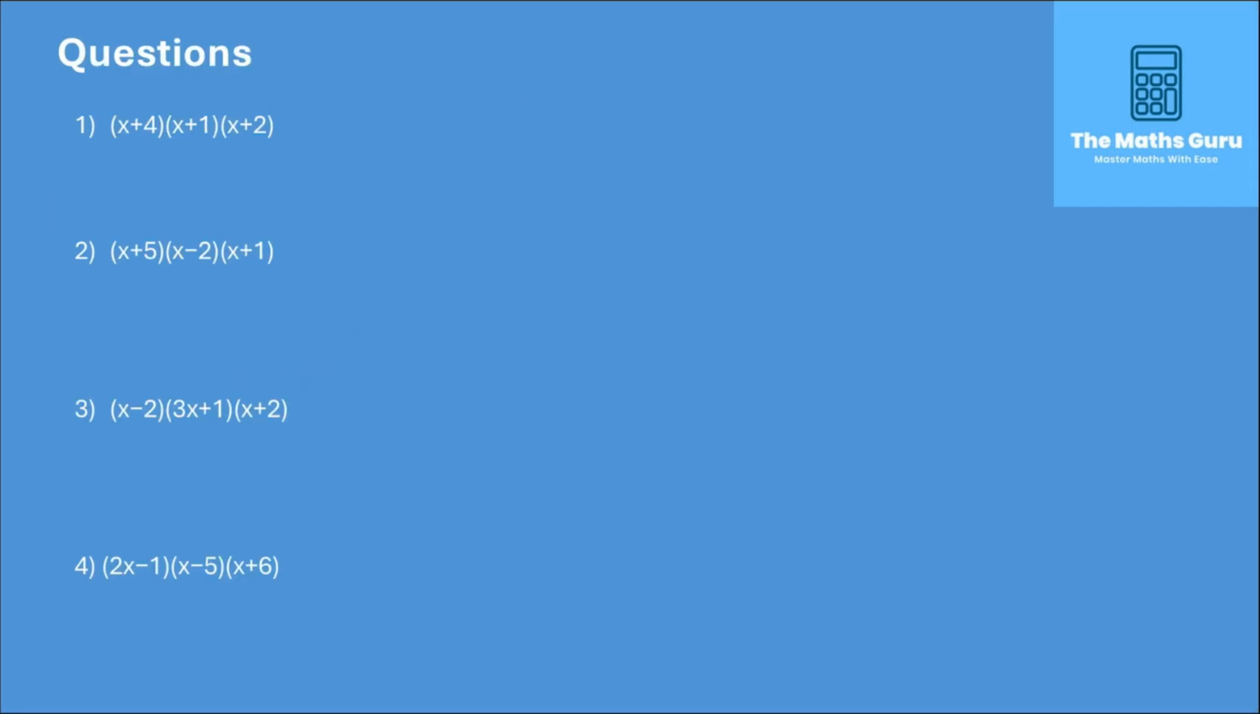Now looking at how we can use our FOIL method to expand triple brackets. What we do when expanding triple brackets is take the first two brackets and rewrite them like this. Then we conduct our FOIL method.